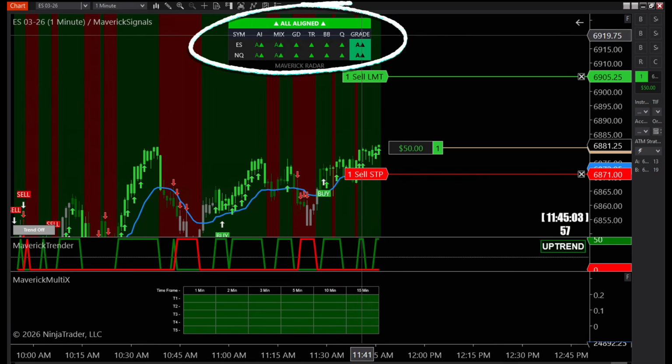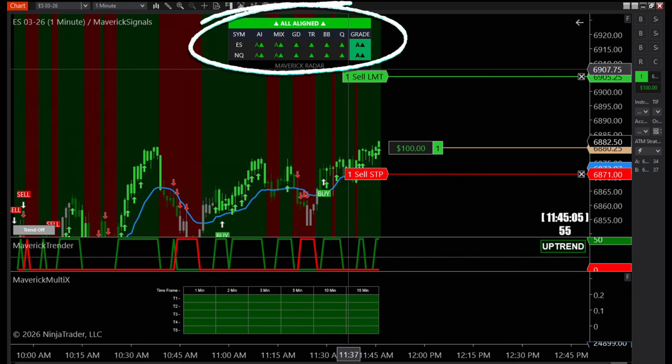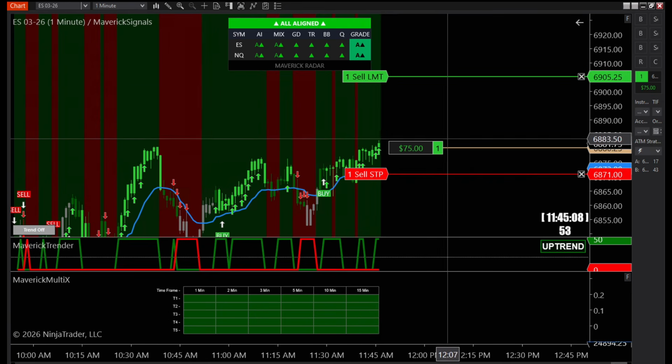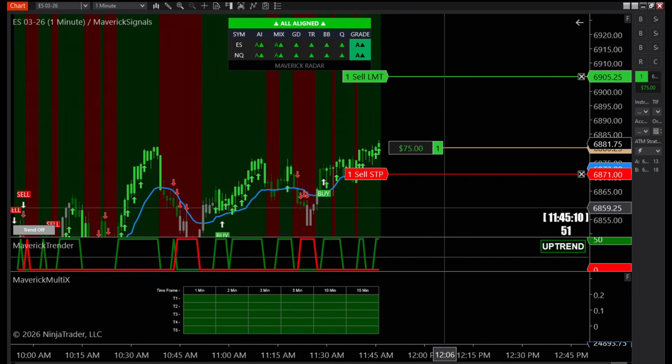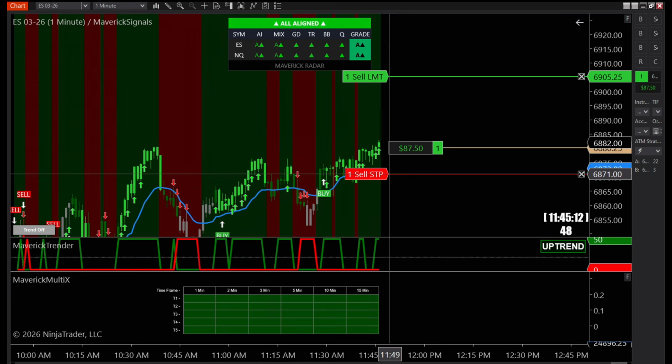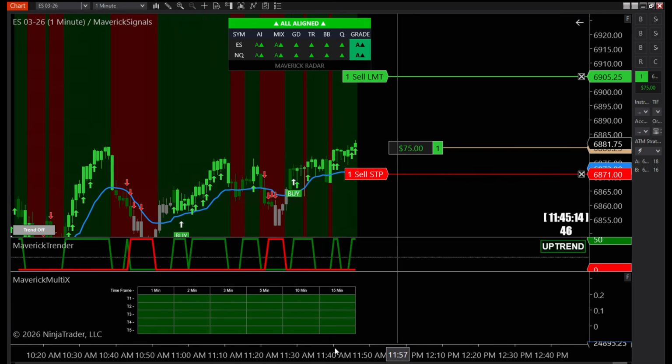Oh, and by the way, here's the Maverick Radar on NinjaTrader. We are testing it right now. Beautiful, beautiful. So loving this. So why are we in this trade? Well, let me walk you through it.